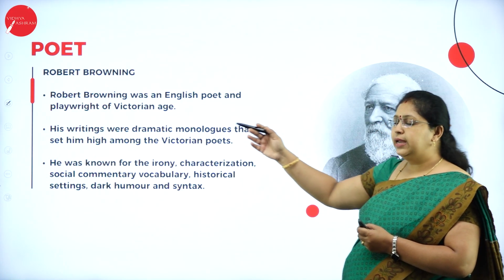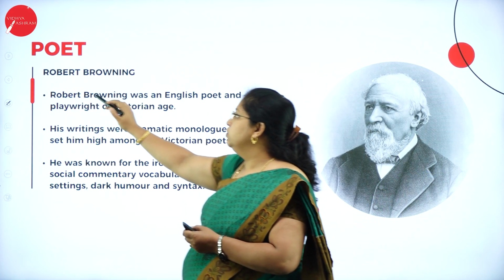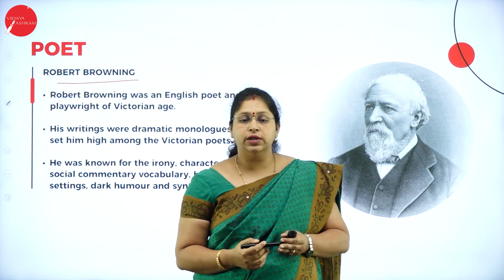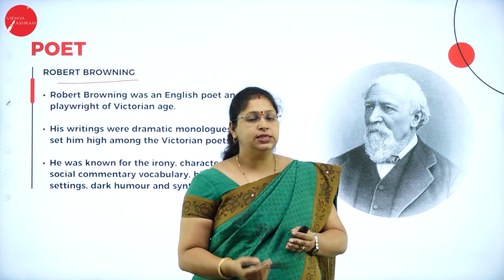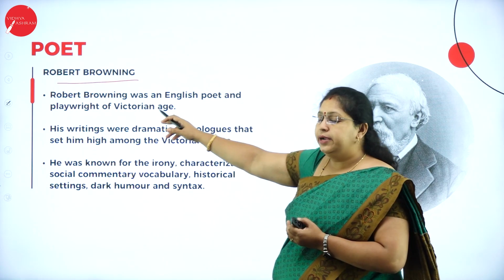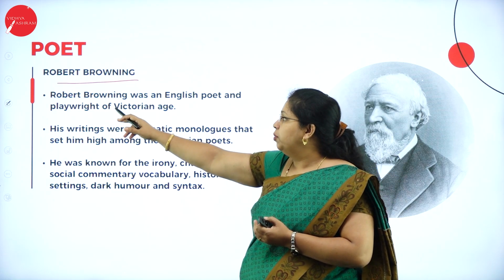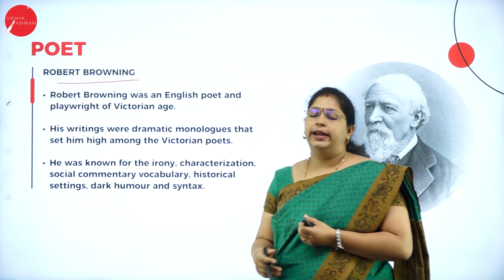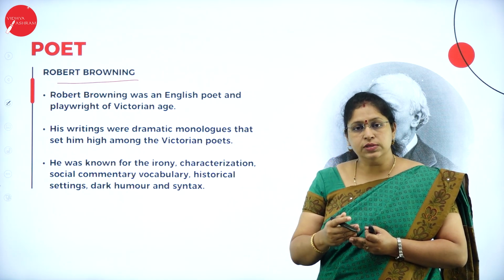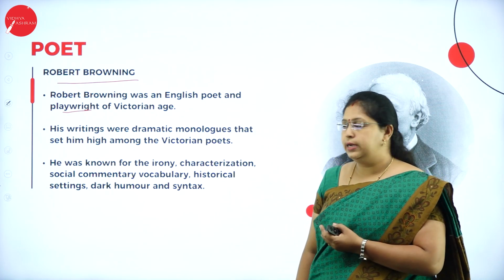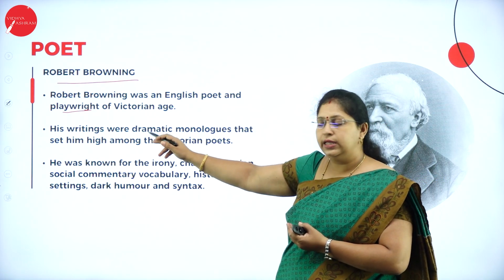Now, let me tell you about Robert Browning. Robert Browning belonged to the Victorian era, the 19th century. This is Robert Browning. Let me tell you more about him. Robert Browning was an English poet and playwright of the Victorian era. So, he wrote poems and also dramas. He was a playwright. He also wrote dramas in the Victorian age.